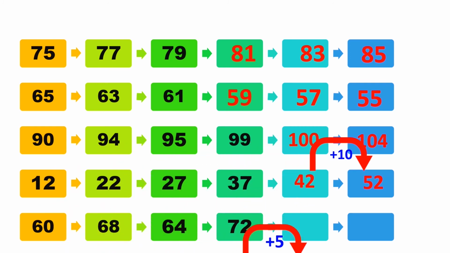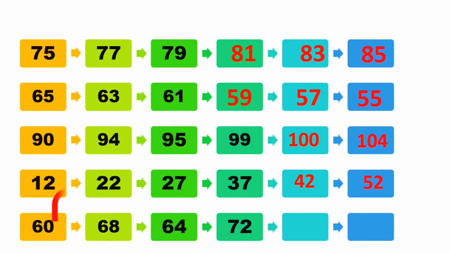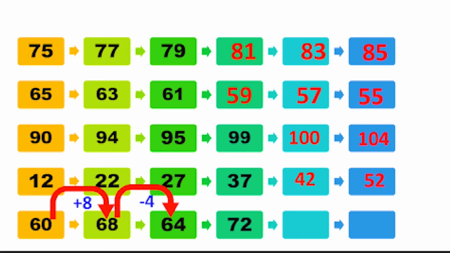60, 68. What do we do? 60, 68. What happened here? We adding 8. 68, 64. What happened? We -4. The 64 is smaller than 68. So what we do here, we subtract. 60, 68, we +8. 68 to 64, we -4.